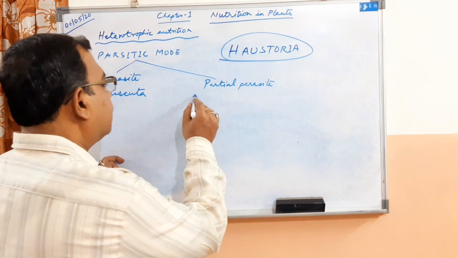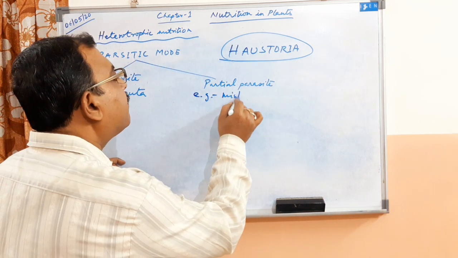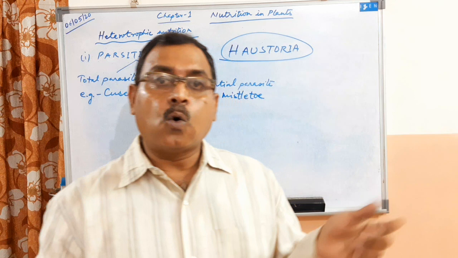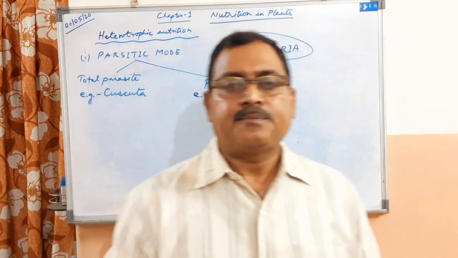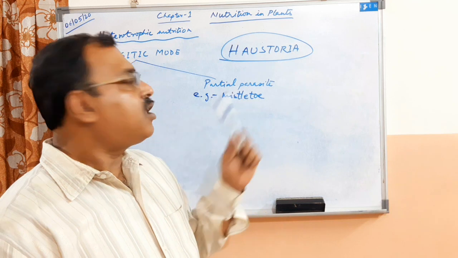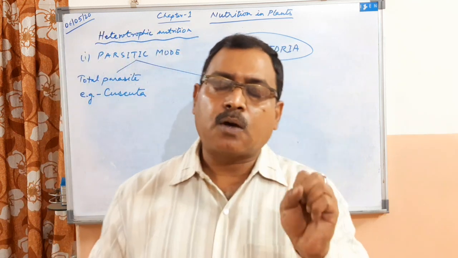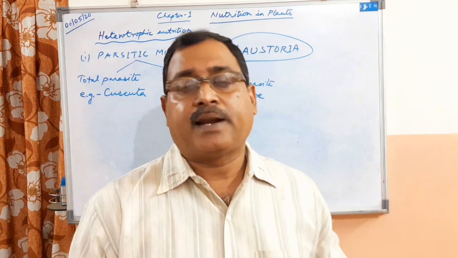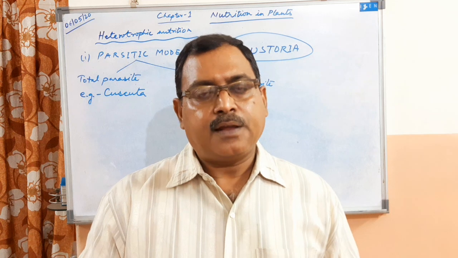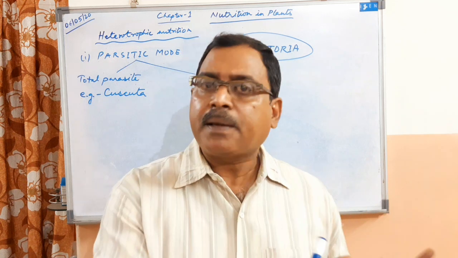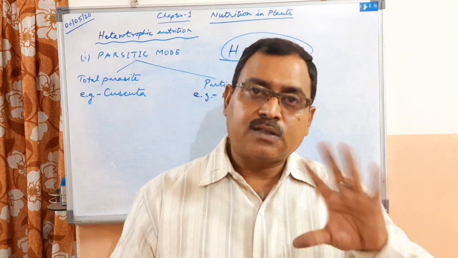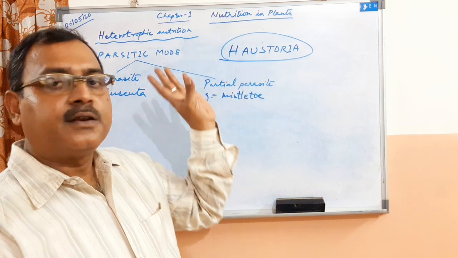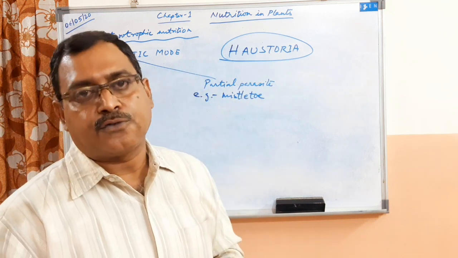For example, mistletoe. This mistletoe you will find growing on mango trees, in oak, teak, right? So they are partial parasites. They absorb only water and minerals from the host plant and do not kill the host plant like total parasites like cuscuta. Clear? So this is the difference between total parasite and partial parasite. So this is a type of nutrition which comes under heterotrophic nutrition, that is, the parasitic mode of nutrition.